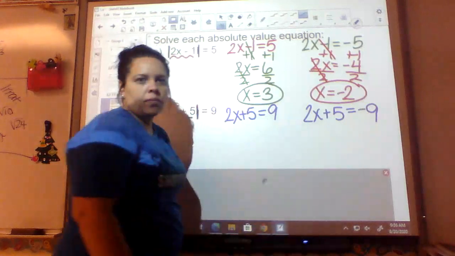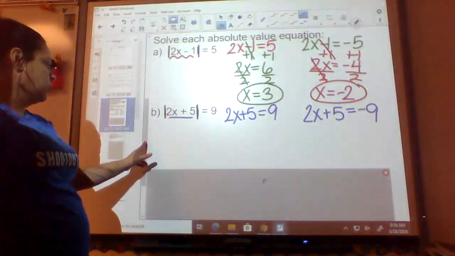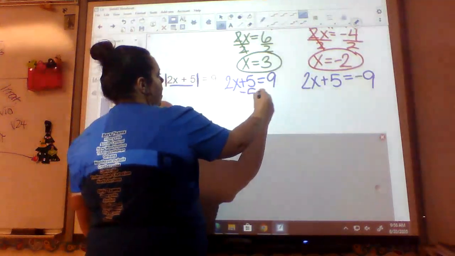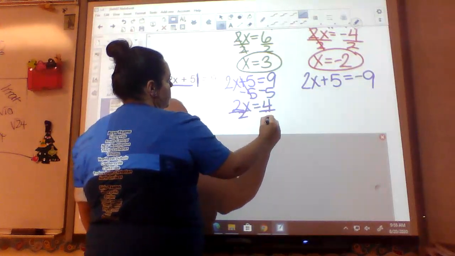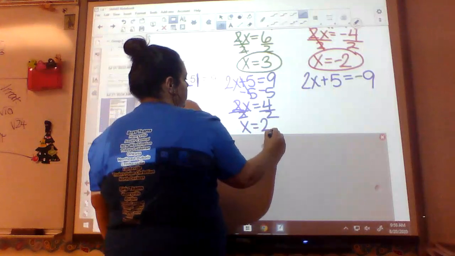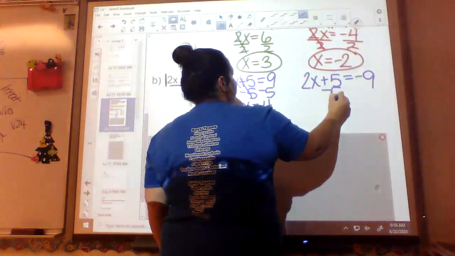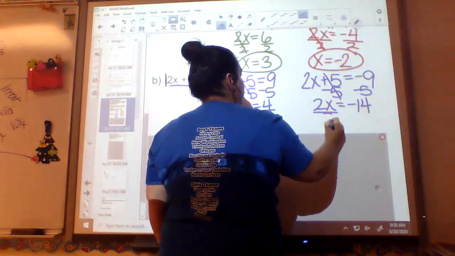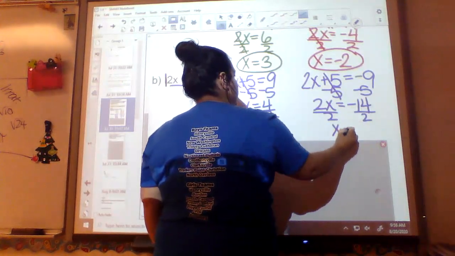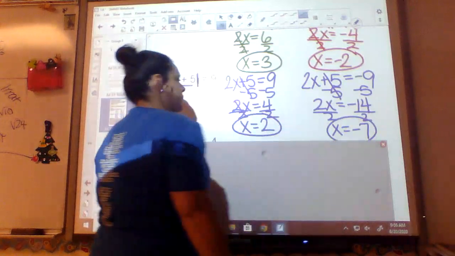All right, so now I solve each one. Subtract 5. So 2x equals 4. Divide by 2, and x equals 2. Subtract 5. So 2x equals negative 14. Divide by 2, and x equals negative 7.